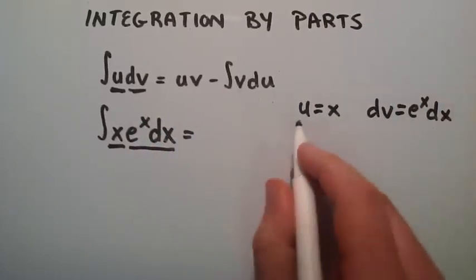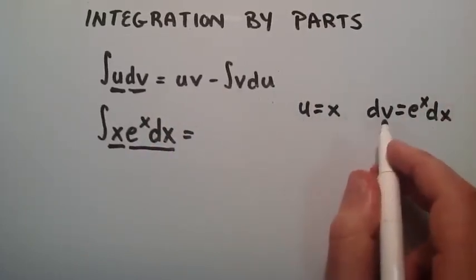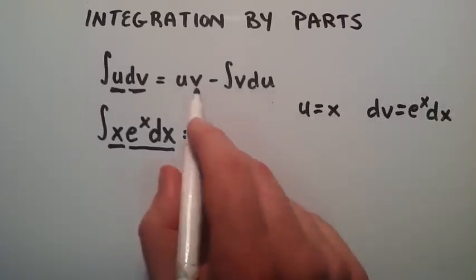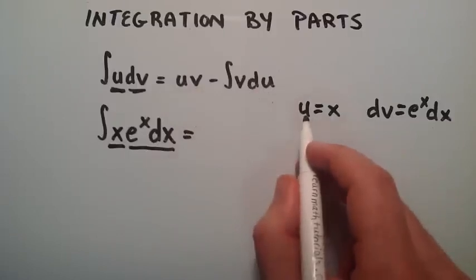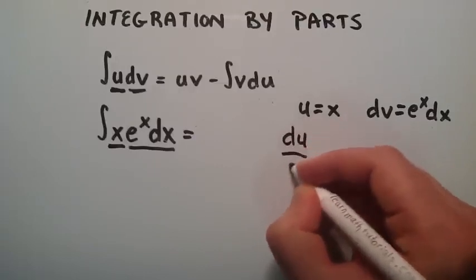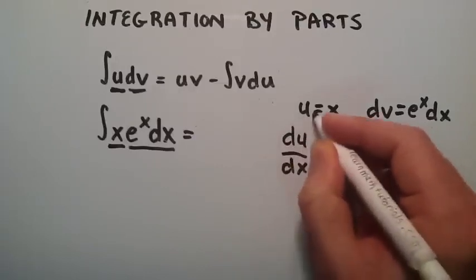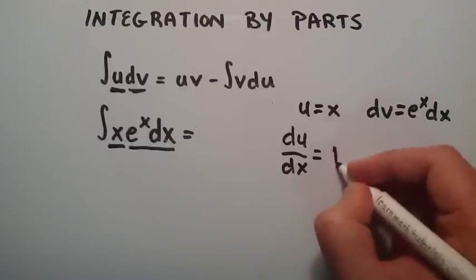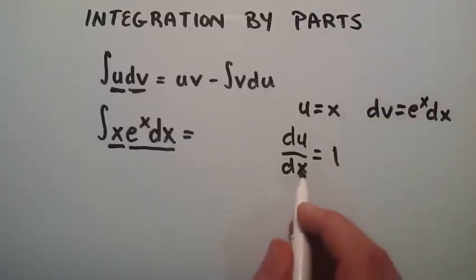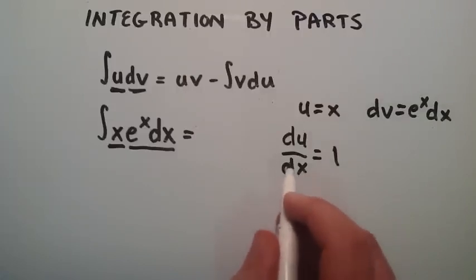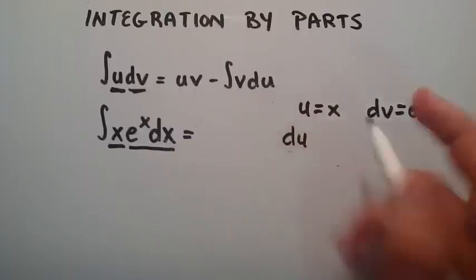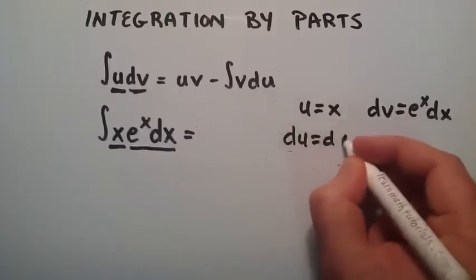Now that we've got our u and our dv figured out, we also need to figure out what du is, and what v is. We can figure out du by taking the derivative of u with respect to x. The derivative of u with respect to x is simply 1, since the derivative of x with respect to x is 1. If we multiply the left and right hand side by dx, this becomes du is equal to dx.